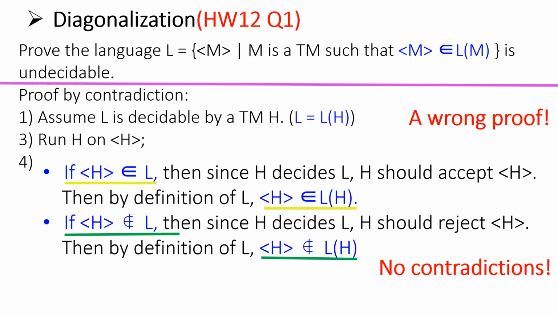But we ask you to prove L is undecidable. You must be able to achieve some contradiction somewhere, right? So what's the problem? Well, H on its own encoding resulting in no contradiction does not mean some other machine performs the same. Probably you need to construct another machine and run that machine on its encoding.